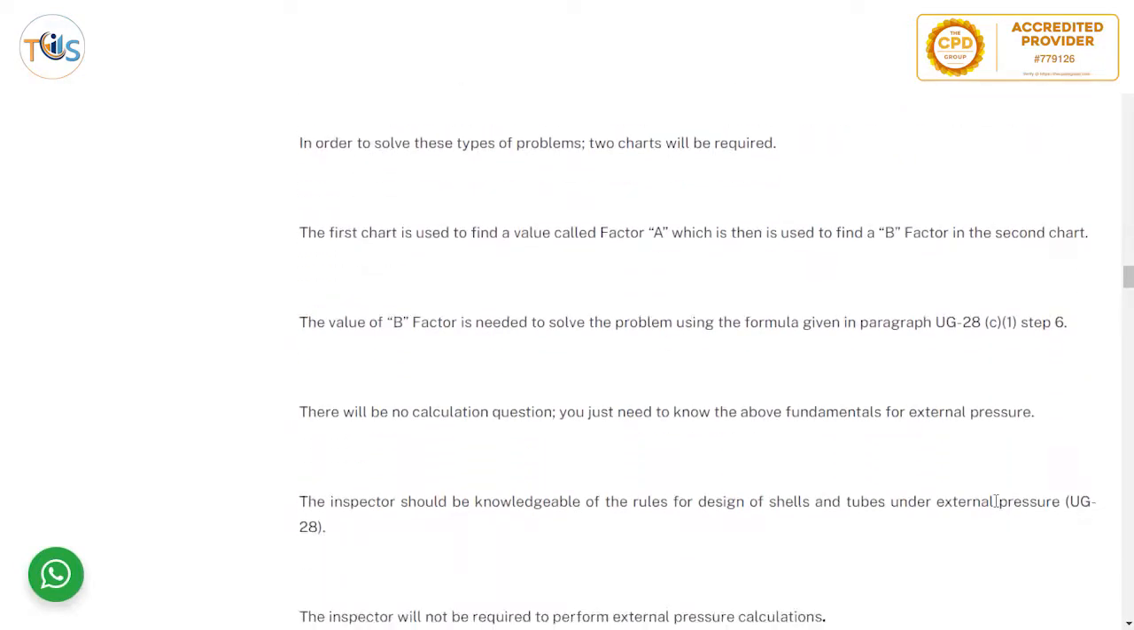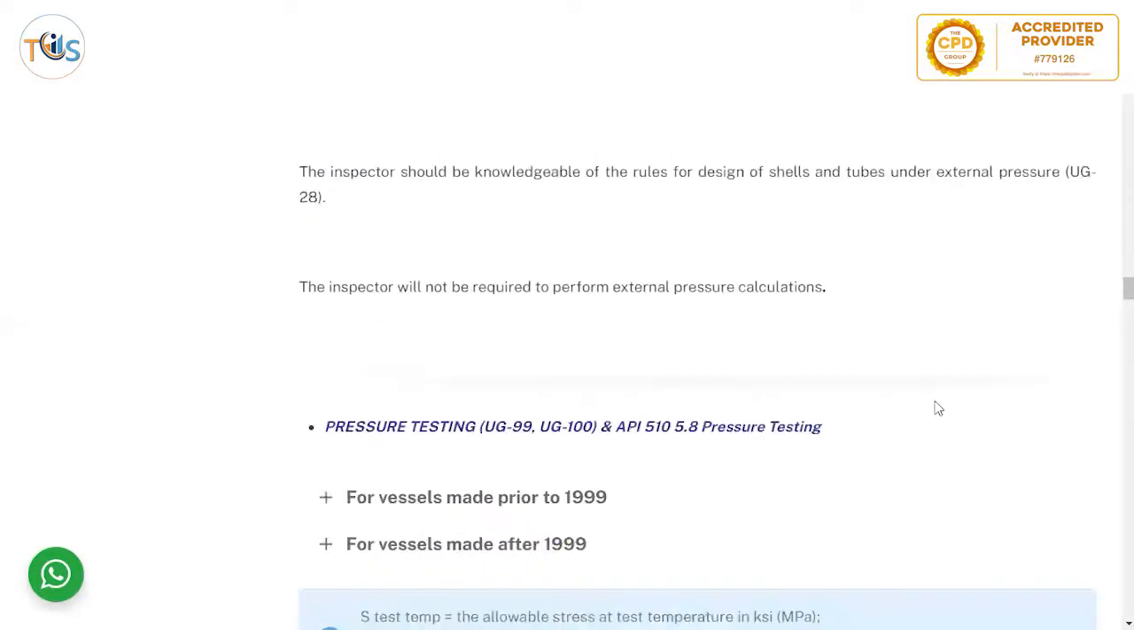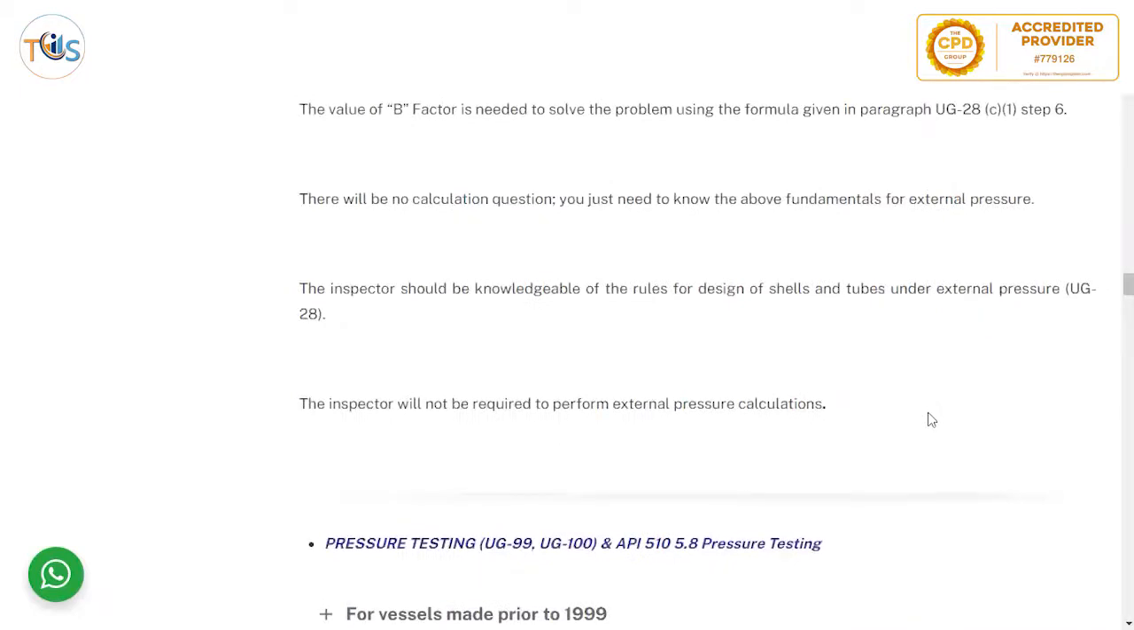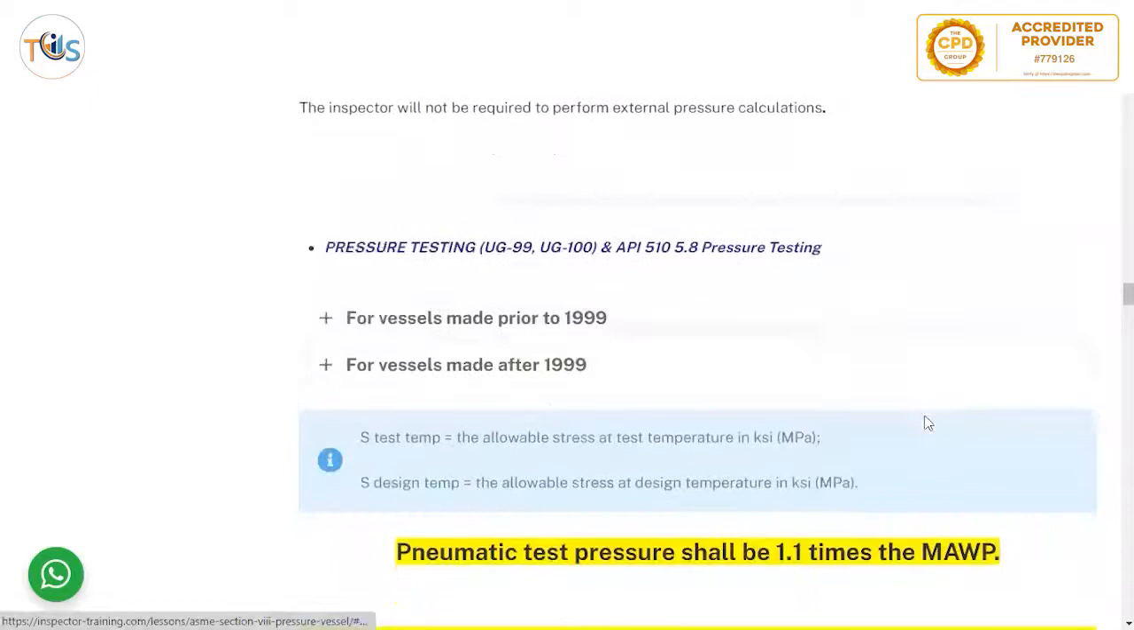Once you have found the B factor, you need to solve the problem using the formula in UG-28, step 6. There will be no calculation question. You just need to know these fundamentals for external pressure. The body of knowledge says that in API, the inspector should be knowledgeable about the rules of design of shells and tubes under external pressure, and the inspector will not be required to perform external pressure calculations. You just need to know what the A factor and B factor are and how that is solved, and hardly expect any question from that.